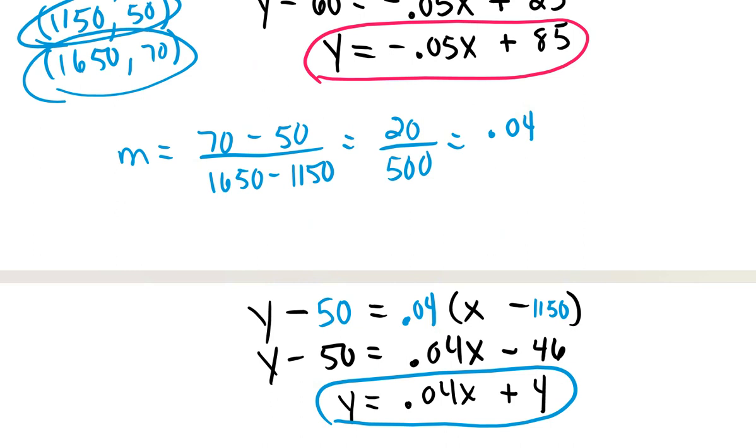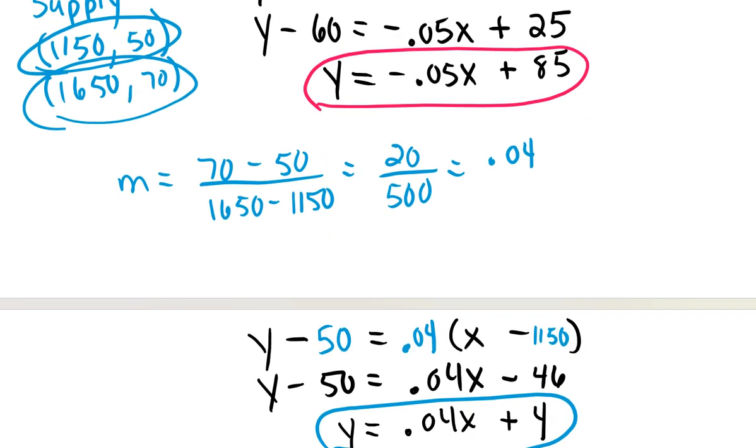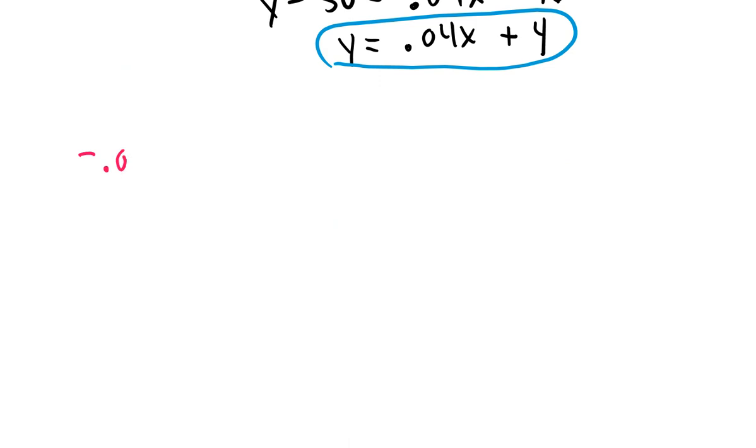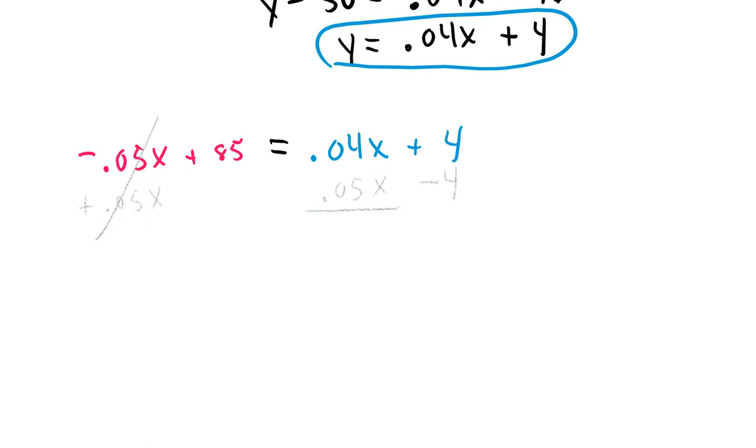And market equilibrium happens when supply equals demand. So I'm going to take those two equations and set them equal to each other. So the red one, I'm going to have the negative 0.05x plus 85, and that is going to equal the blue one, which is 0.04x plus 4. And then I'm going to solve it. I like my x's to be positive, so I would add 0.05x to both sides. Cancels out here. I'm going to get x's on the right, so I don't want this 4, so I'll subtract 4 on both sides. And I get 81 is equal to 0.09x.